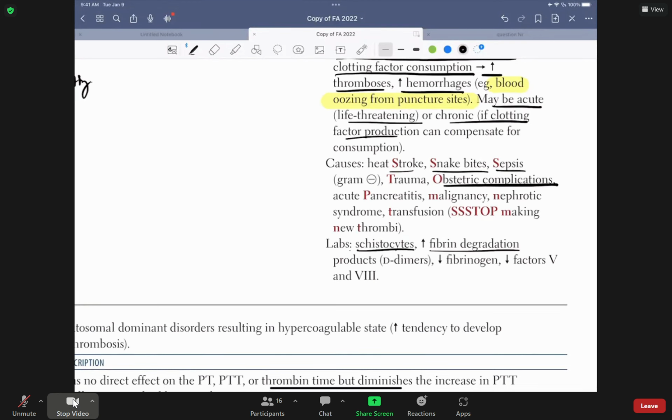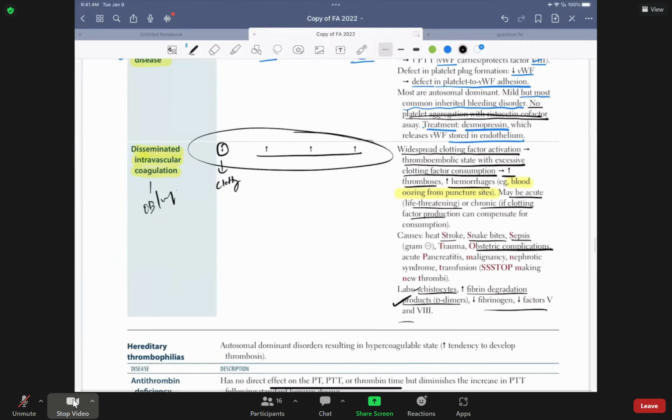Now, lab: schistocytes. Increased fibrin degradation products, that is D-dimers, because when you have a clot, your body tries to break it down, okay? D-dimers and all the other factors, but the key is D-dimers and schistocytes. Now, you can't miss this question because you have decreased platelets and every other factor is increased: bleeding time, PT, PTT. Is everybody clear, folks? So that's DIC.